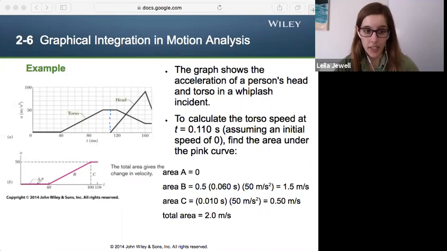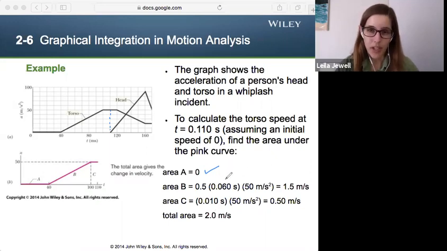So we notice that with the pink curve, they've conveniently divided it into 3 areas that are much easier to calculate. First, there's area A, which is right on the time axis. So that's an area of 0. Cool. That's really easy to calculate. Then we have B, which notice, what shape is B? B is a triangle. So we can find the area of a triangle with half the base times the height. So that's what they did here. 1/2 the base is 60 milliseconds or 0.06 seconds times the height, which is 50 meters per second squared. Cool, so that gives us that area.